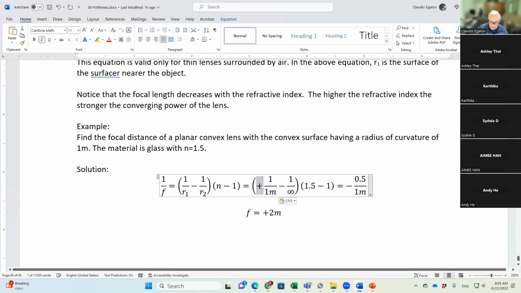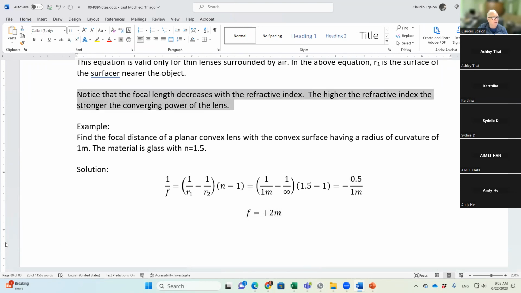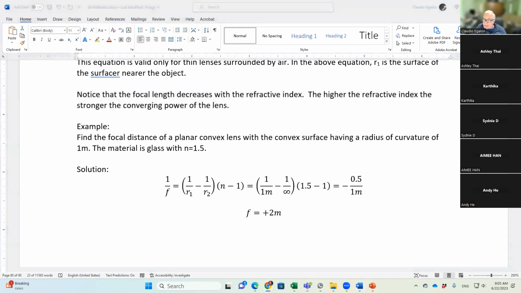And what if the refractive index increases to 2? Then you're going to have 2 upstairs, and the focal distance is going to be 1 meter. Just like I mentioned before, the higher the refractive index, the stronger the converging power of the lens. So that's the equation of the lens maker equation. We call it the lens maker equation.